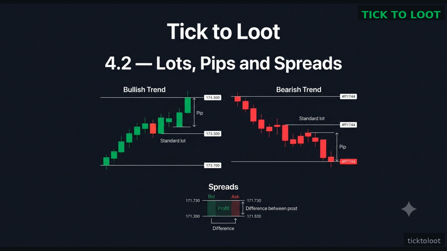Today we are on lesson 4.2 of Unit 4, Forex Basics. In this lesson, we're going to cover lots, pips, and spreads. By the end of this video, you will understand the basics of Forex trading and how to calculate your trading costs. Let's get into it.